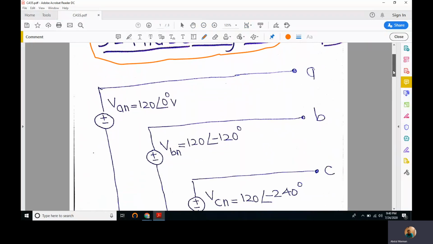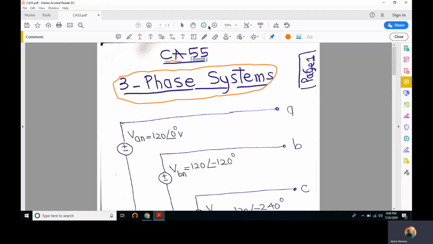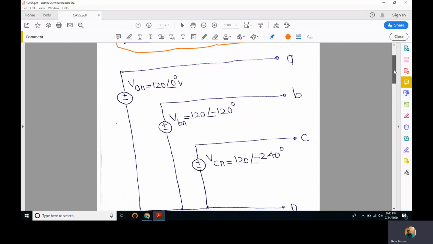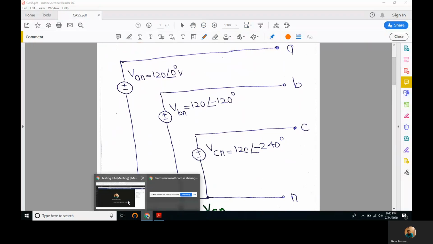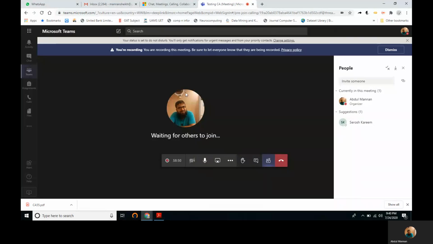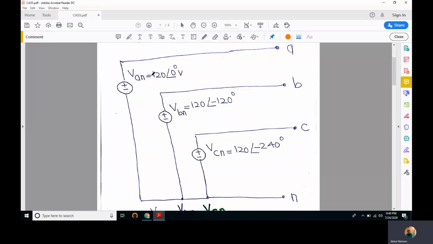Right. A three-phase system is composed of three wires, namely A, B, and C, corresponding to three different voltage sources. Each one of them is, for example, 120. This is the peak voltage. It can be any voltage. It is, for example, 120 at an angle of 0.